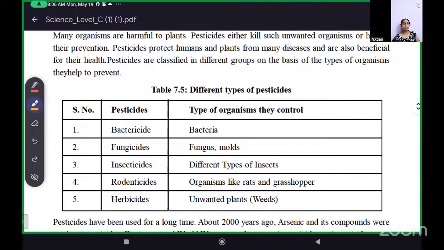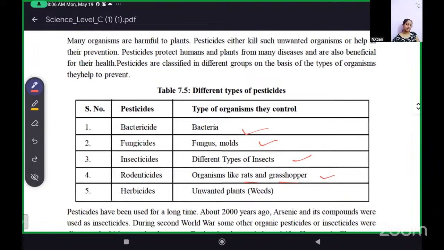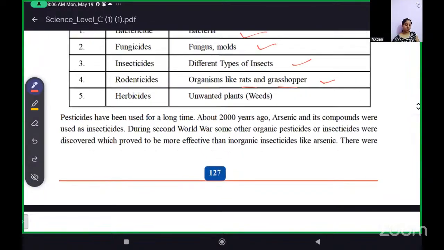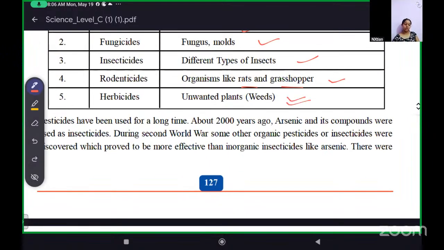Now, what are some different types of pesticides that are used? Bactericide is used to control bacteria in the crops, fungicides are used to control fungus and molds, insecticides are used to control different types of insects, rodenticides are used to control organisms like rats and grasshoppers, then herbicides are used to control unwanted plants called weeds.